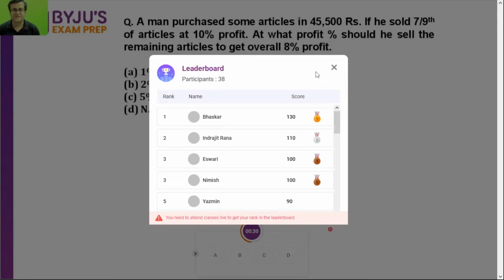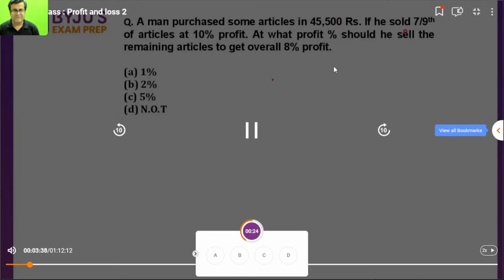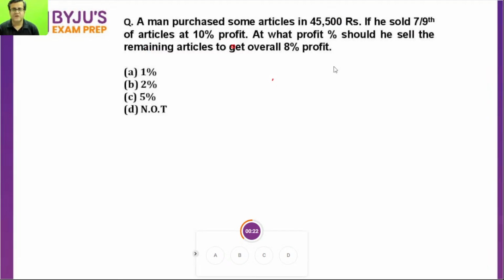A option, absolutely right. A man purchased some articles in 45,500 rupees. He sold 7 by 9 of the articles at 10% profit. What percent profit should he sell the remaining articles to get 8% profit overall?